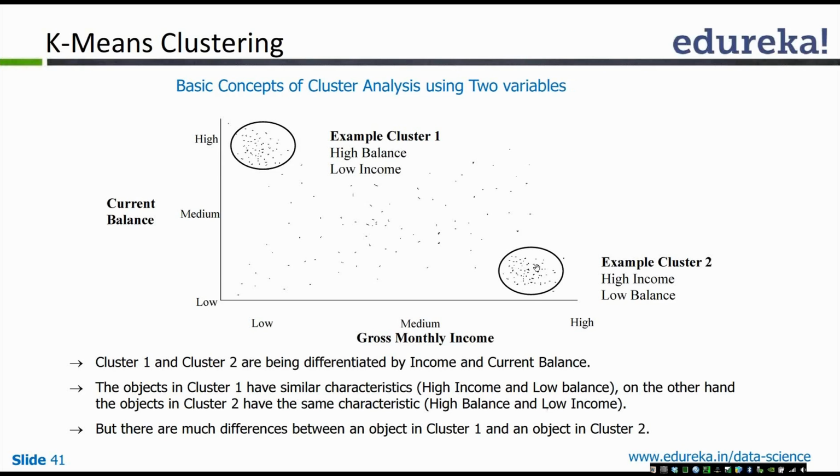But the thing is that all the people in this particular cluster, the distance between them is very, very small. All of them have high balance and low income. And if I take one point from here and one point from here, the distance between them is typically large. And that's why they are put into two different clusters. That's why there will be much differences between objects from cluster 1 and objects from cluster 2.